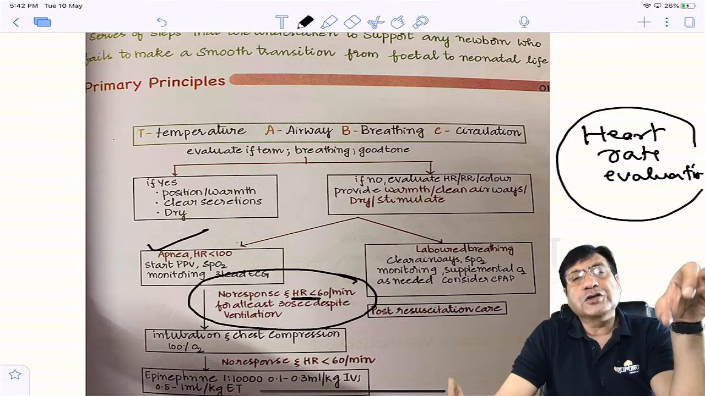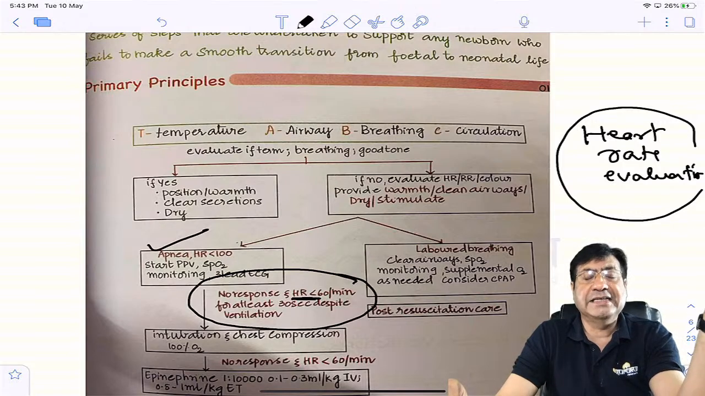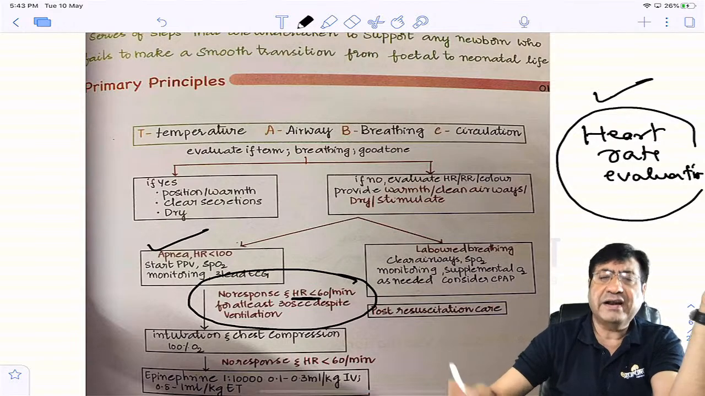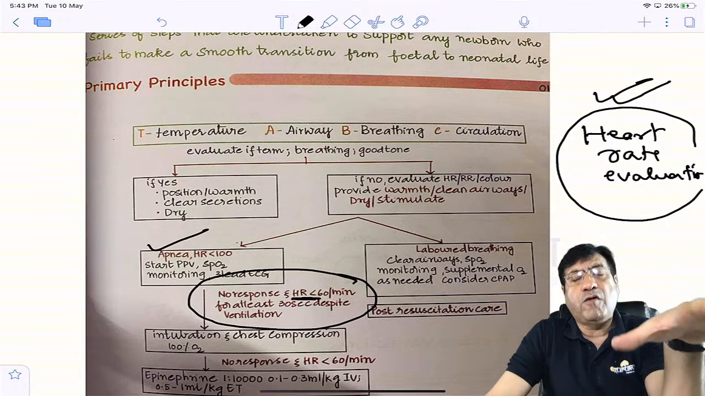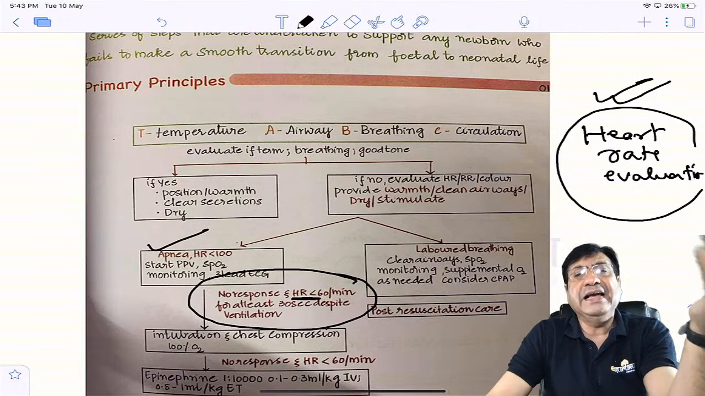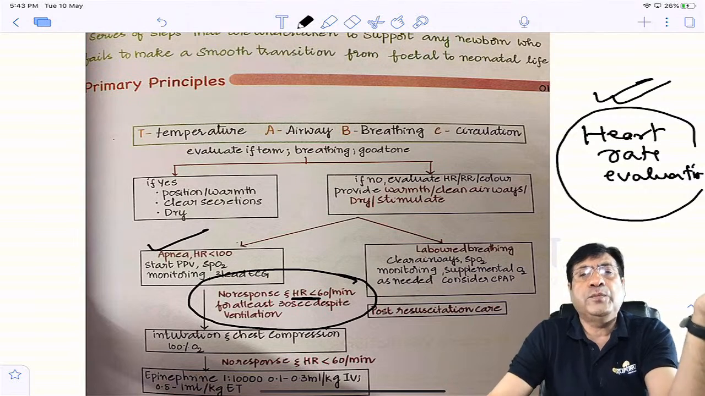So if you have started positive pressure ventilation, such as an ambu bag with mask, and you are giving positive pressure ventilations for around 15 seconds, and the child does not seem to be improving, how will you know the child does not seem to be improving? Evaluating the heart rate. The child's heart rate keeps on falling, dropping, which is a very clear indication that the child continues to be in a state of hypoxia.